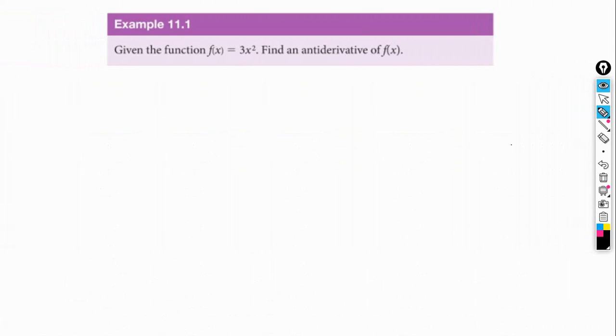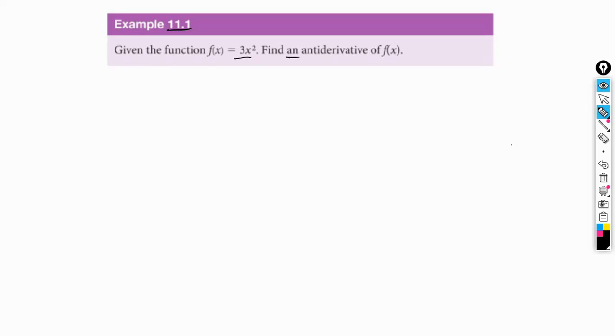So here we are on example 11.1, and it says, given the function f of x is equal to 3x squared, find an antiderivative of f of x. So notice that the word "an" implies that there can be more than one antiderivative of f of x.